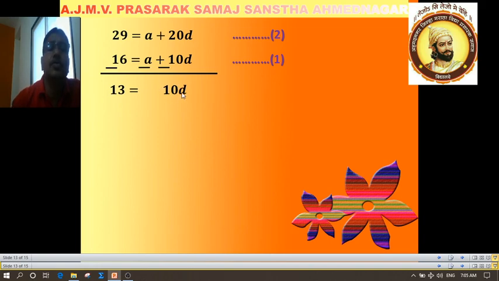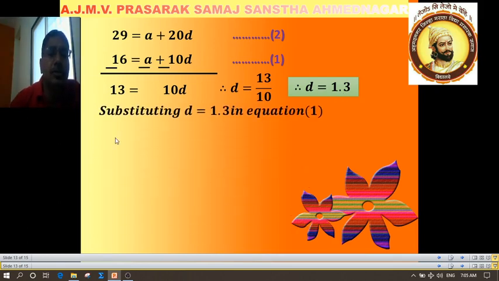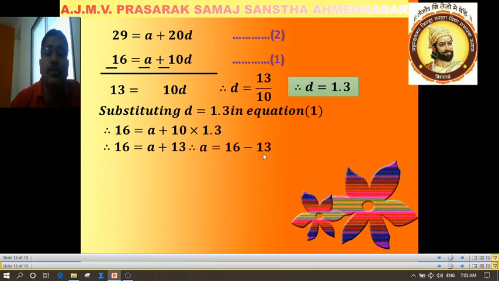Transfer this 10 to the other side. We get d is equal to 13 upon 10. So d is equal to 1.3. So we get the common difference d is equal to 1.3. Now substituting d is equal to 1.3 in equation 1, we get 16 is equal to a plus 10 into 1.3. Therefore 16 is equal to a plus 13. Therefore a is equal to 16 minus 13. Therefore a is equal to 3. So we get the values of a and d, that is the first term a is equal to 3 and common difference d is equal to 1.3.